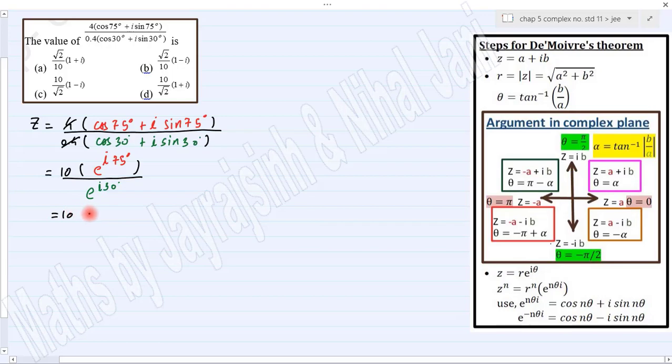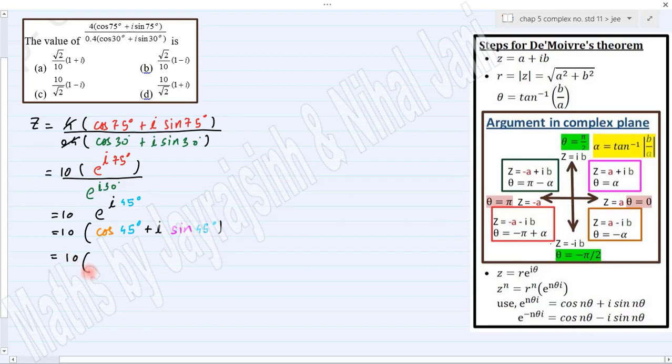So your 10 will be as it is. We will get e raised to i (75 minus 30 degree), or we can say i into 45 degree. So we can simplify e raised to i 45 degree as cos of the angle, which is 45, plus i times sine of the angle.